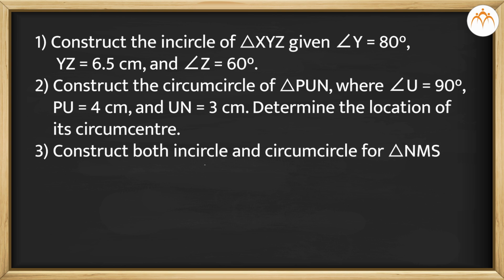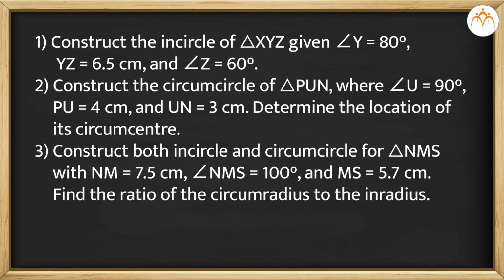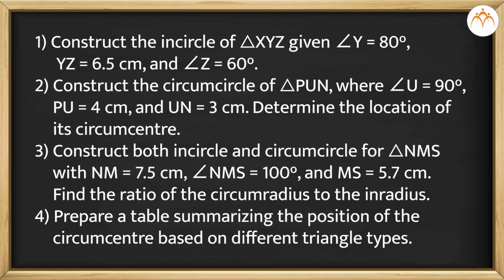Construct both incircle and circumcircle for triangle NMS with NM is equal to 7.5 centimeters, angle NMS is equal to 100 degrees and MS is equal to 5.7 centimeters. Find the ratio of the circumradius to the inradius. Prepare a table summarizing the position of the circumcenter based on different triangle types.